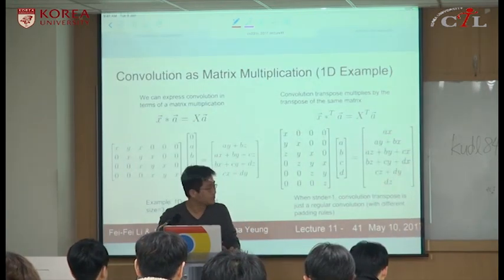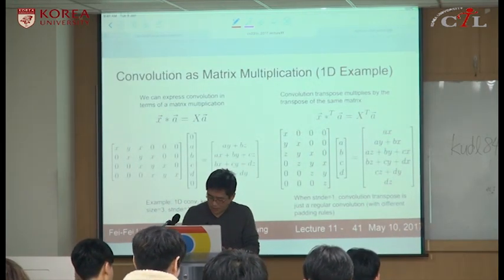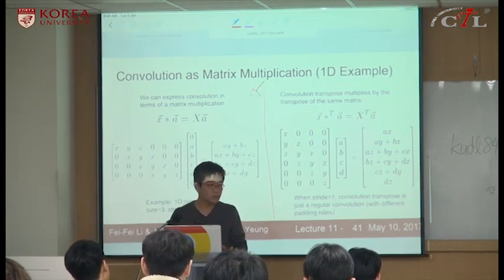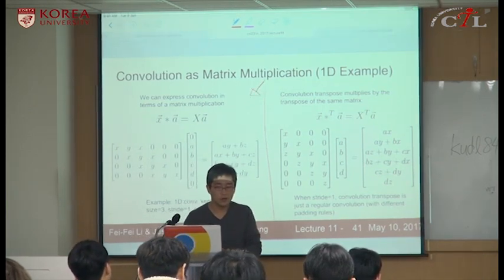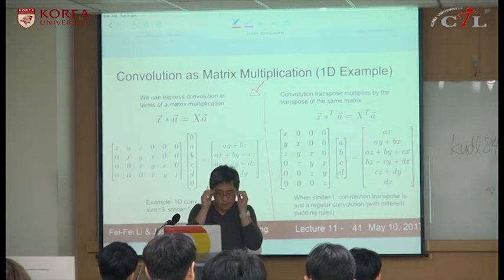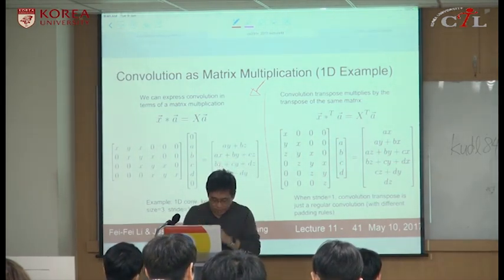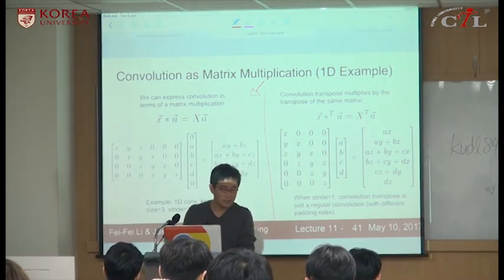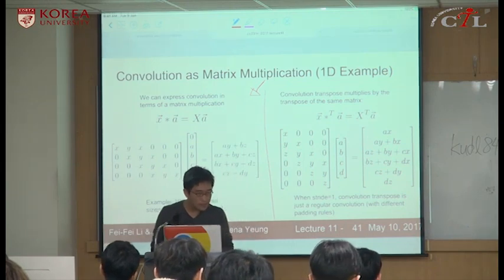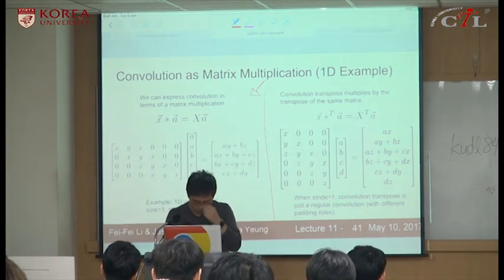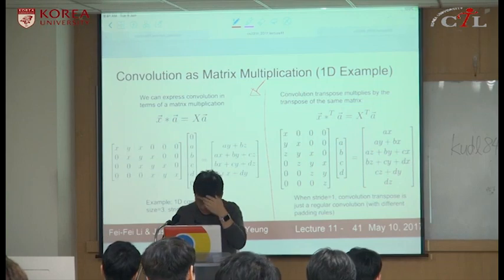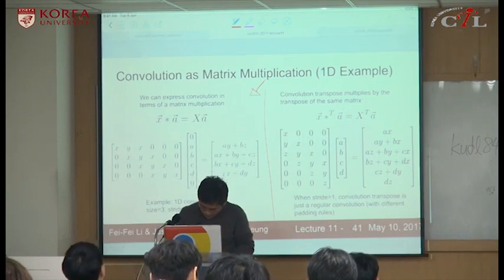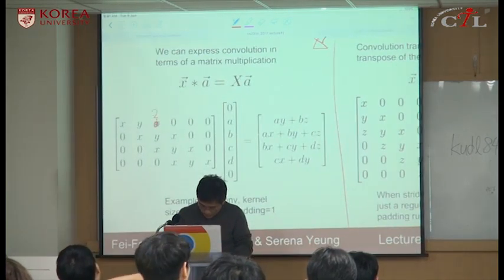Okay, so the left part is just a normal or standard conv, and this conv is sometimes computed as a single matrix vector multiplication. So in this case, there is a typo over here, it should be Z.